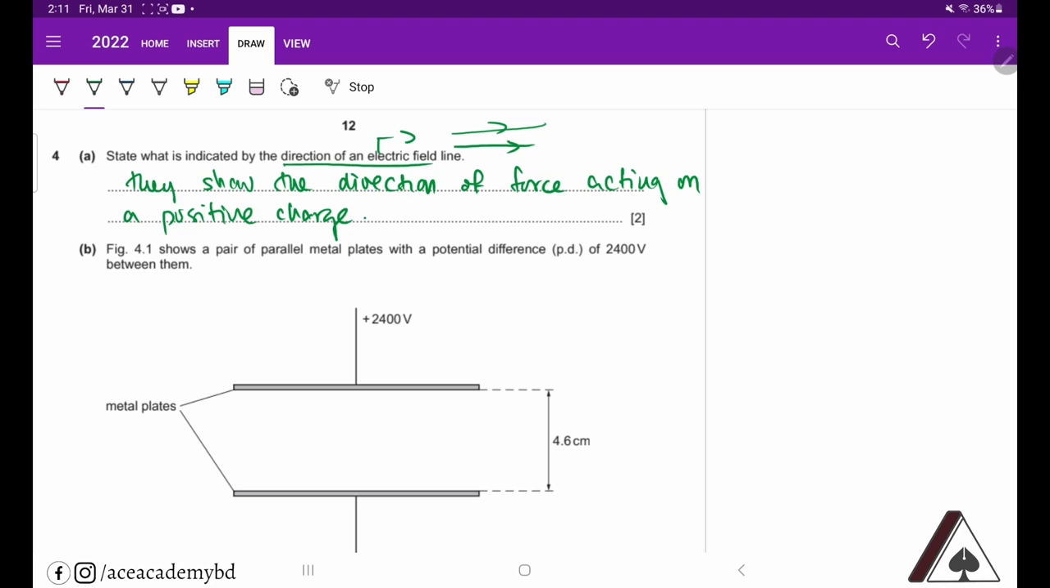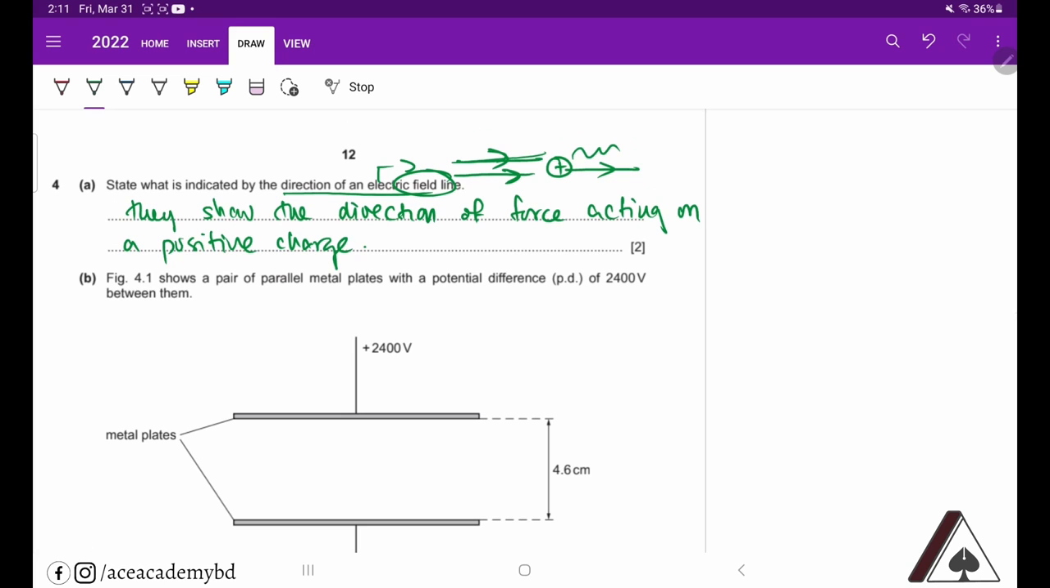So these are the field lines. These field lines mainly show the direction of force acting on a positive charge. For example, if we have a positive charge in an electric field, then these field lines will show the direction of force acting on the positive charge.